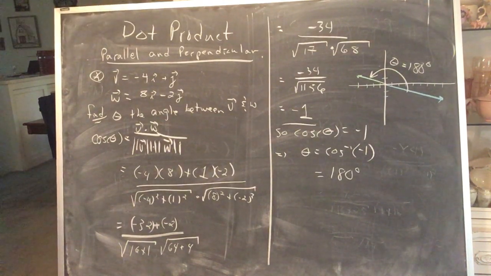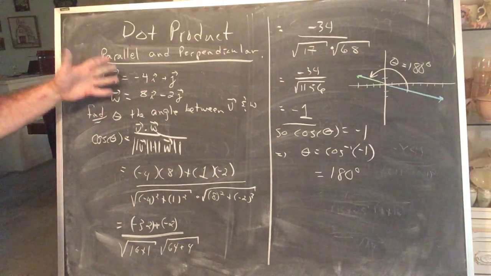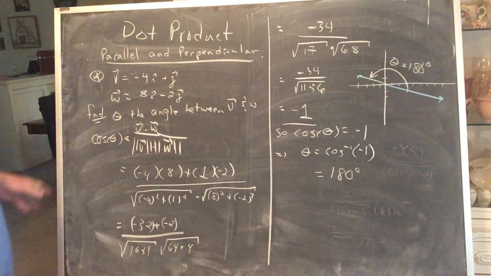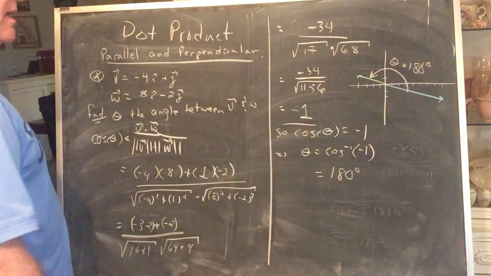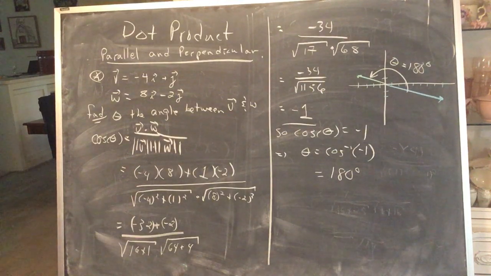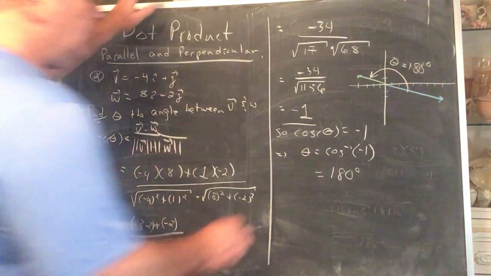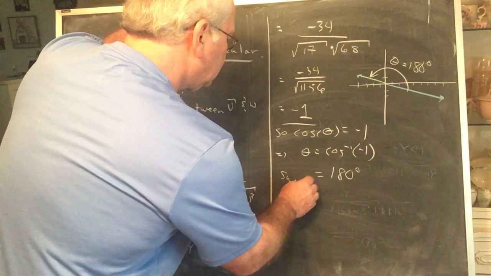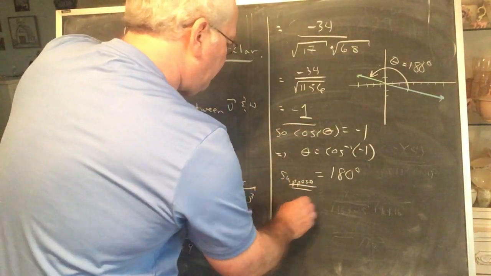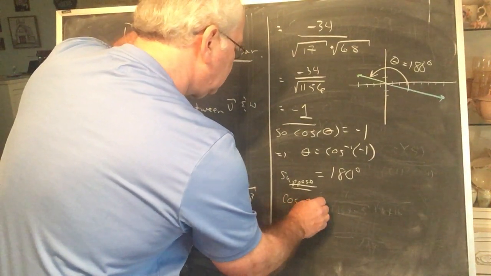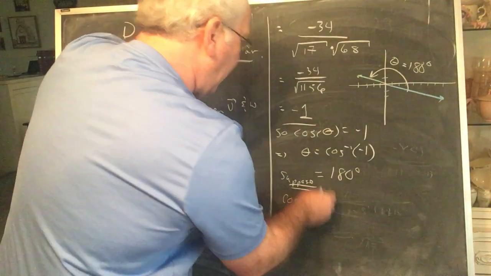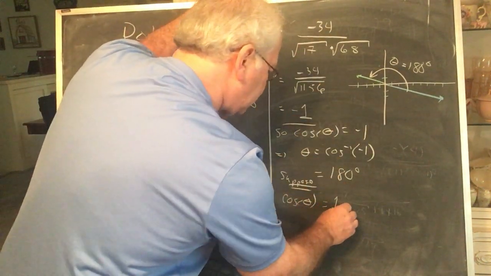So the two vectors are parallel. If this computation, the dot product divided by the product of the magnitudes, works out to be negative 1, then theta is 180 degrees. Now, suppose this computation works out to be positive 1. It didn't in this case, but suppose we have different vectors, and this works out to be positive 1.